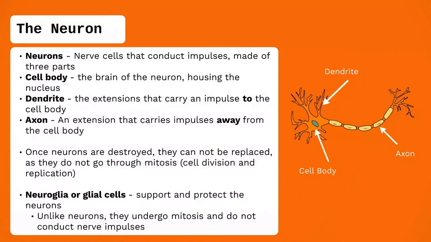We also have glial cells, which support and protect the neurons. Unlike neurons, they undergo mitosis and they do not conduct nerve impulses.